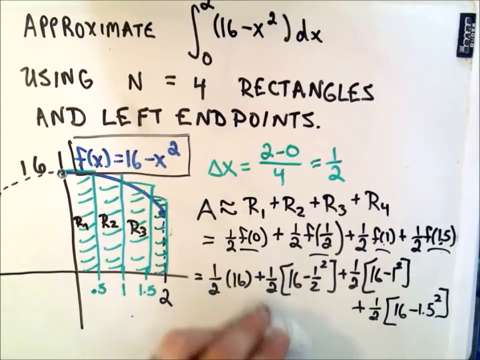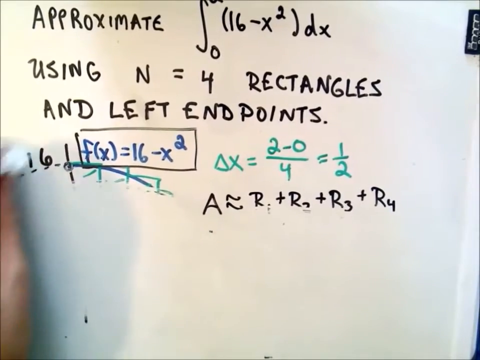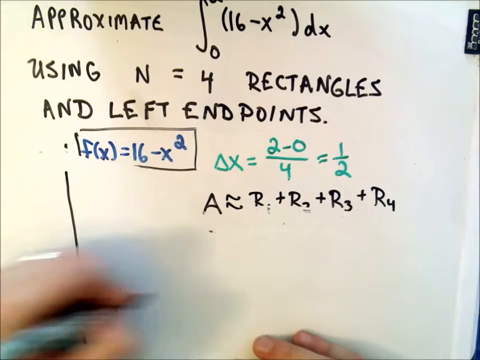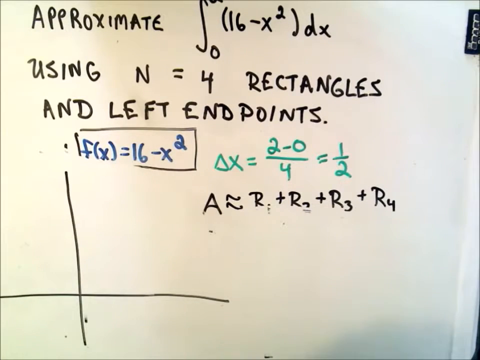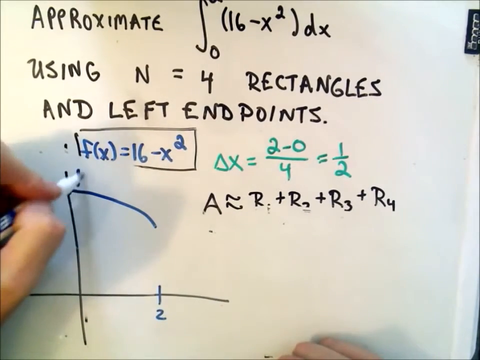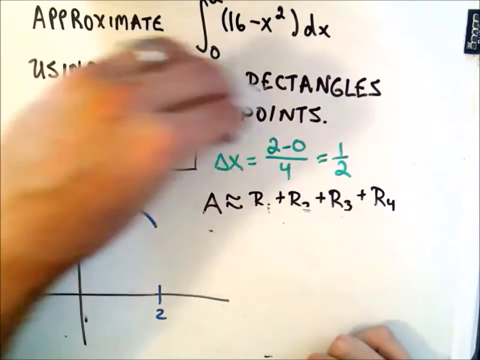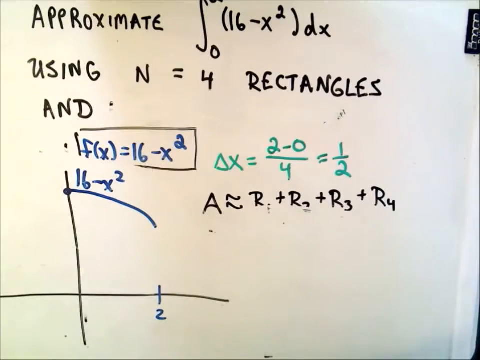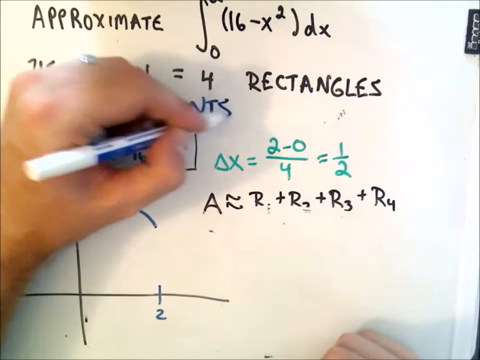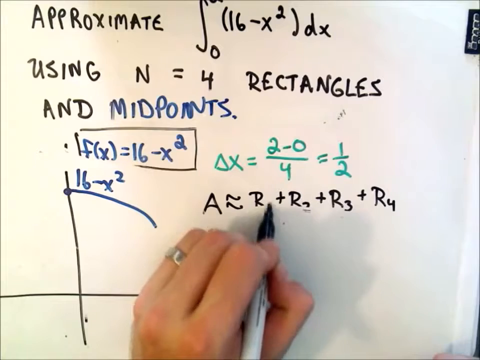So let me set up maybe one other example, if I can do that real quick before my time runs out. So again, 16 minus x squared, we're going to use the same function. We'll go over to 2, so here's 16 minus x squared. Suppose now that instead of using left endpoints, we use midpoints from each interval. Okay, again, everything stays the same. There's only going to be a slight little change in what happens.